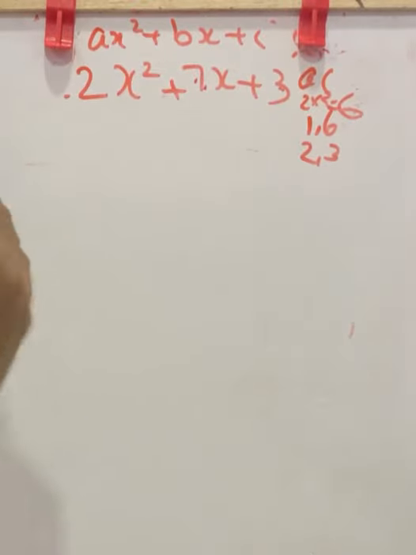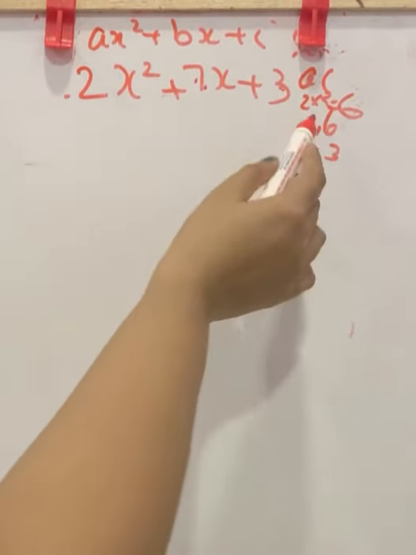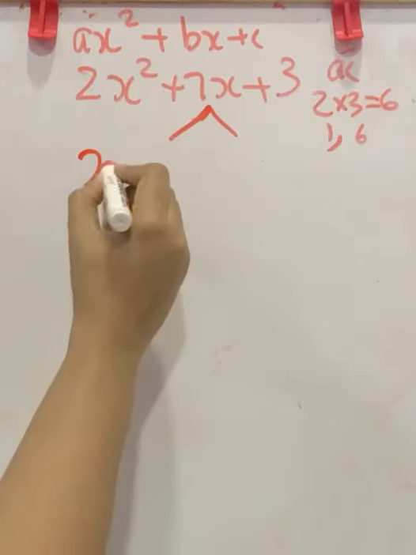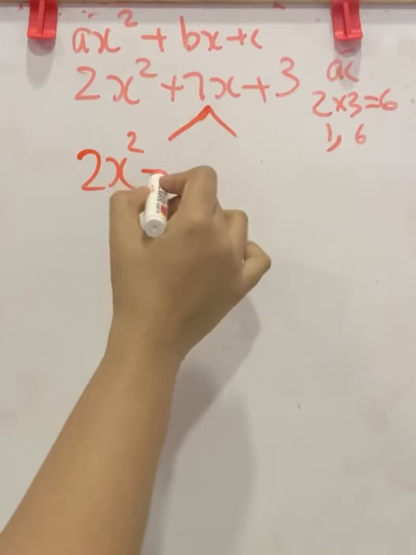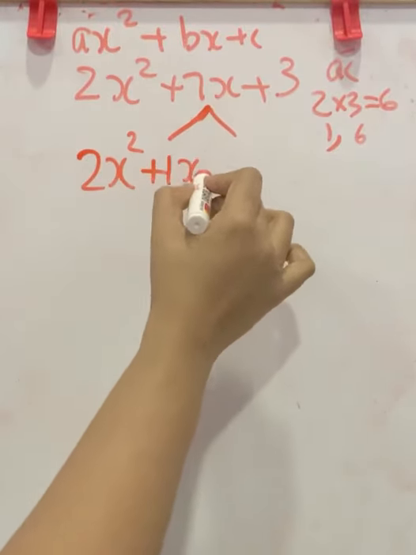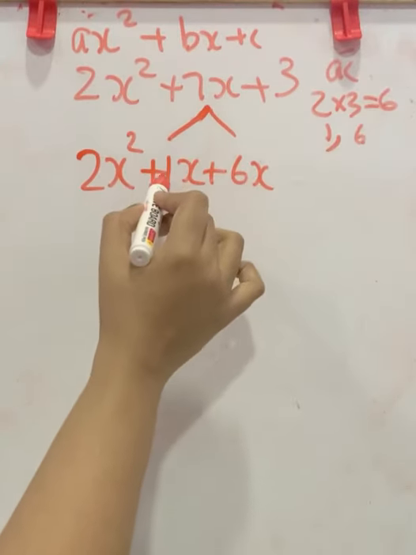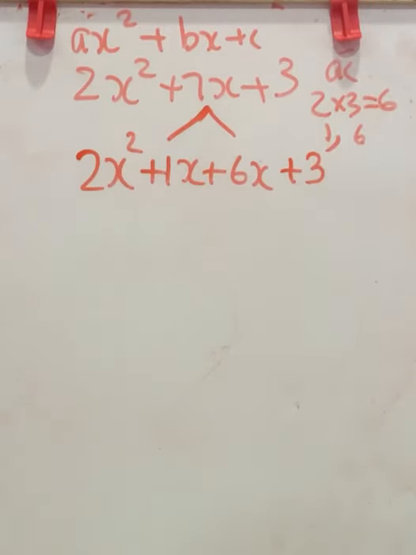With 2 and 3, after adding or subtracting you will never get 7, but with 1 and 6, 1x plus 6x you will get 7x. So splitting this, 2x square is here, plus 7x we split it into plus 1x plus 6x, that is 1 and 6 is the combination pair. Now carry down this 3. Now check the first two terms.